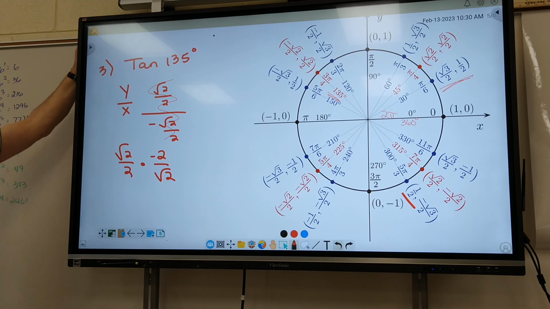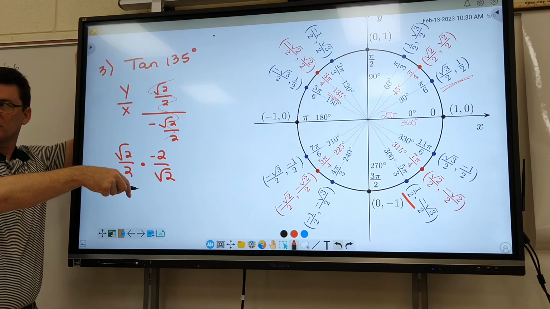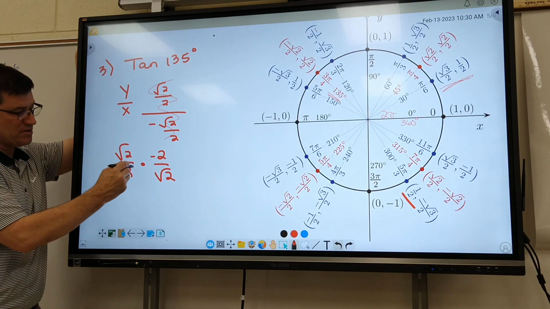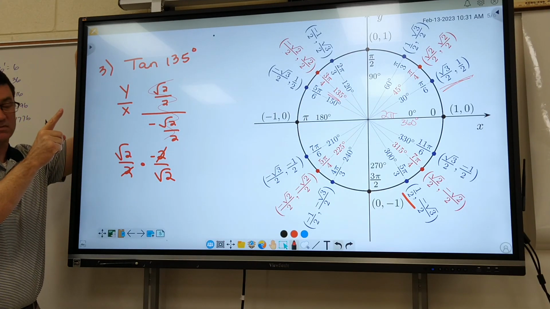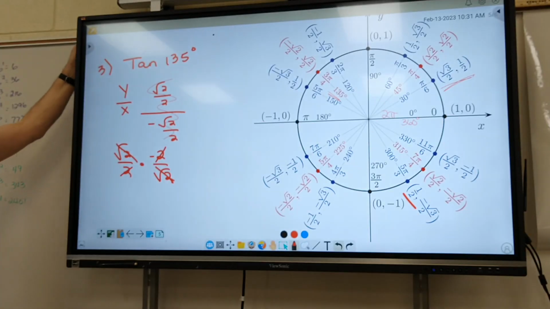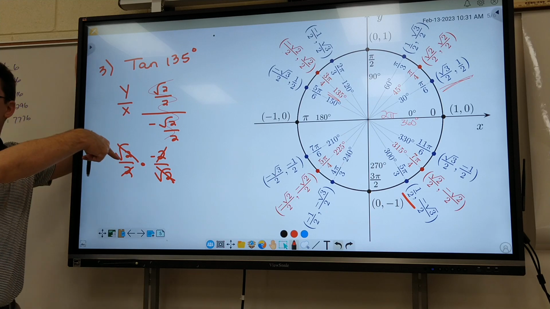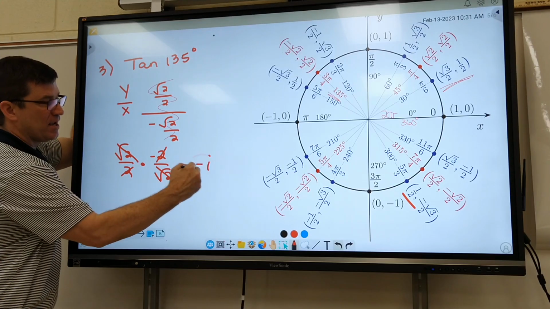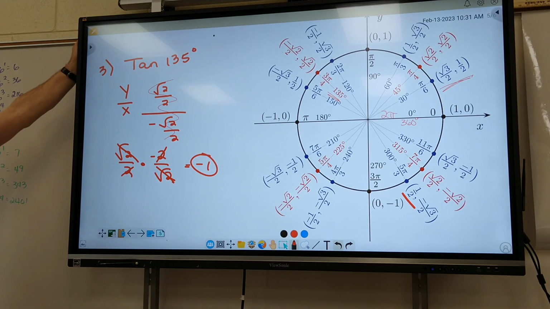Everybody good? Now, when you multiply fractions, you can cross stuff out on the diagonals if they're the same. So look, I can cross out this 2 and this 2, not the negative, just the 2's. I can cross out that root 2 and that root 2. So, when everything cancels out, your answer is 1. But in this case, our answer is going to be negative 1 because we had a negative left over.